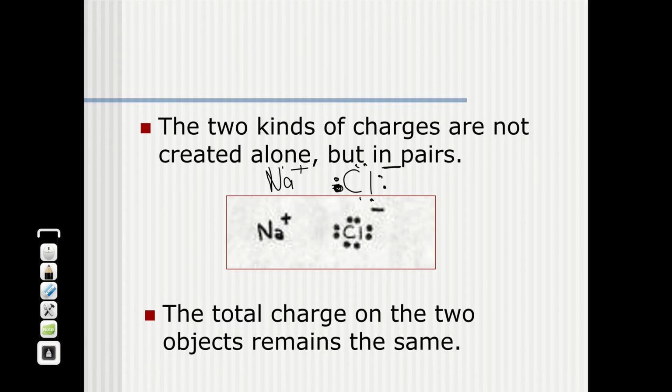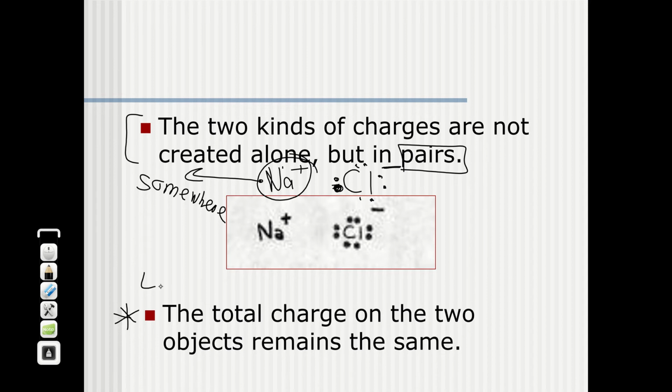And so what this first statement is saying is a sodium atom cannot become positive just by itself. If sodium loses that electron, it must go somewhere. It must go to something else, and therefore we never create charge alone. Charge is always created in pairs. This is related to something that we call the law of conservation of charge. It's related to the law of conservation of matter.